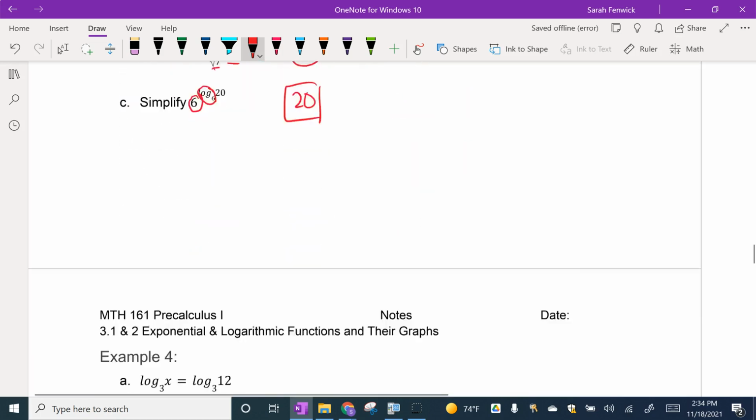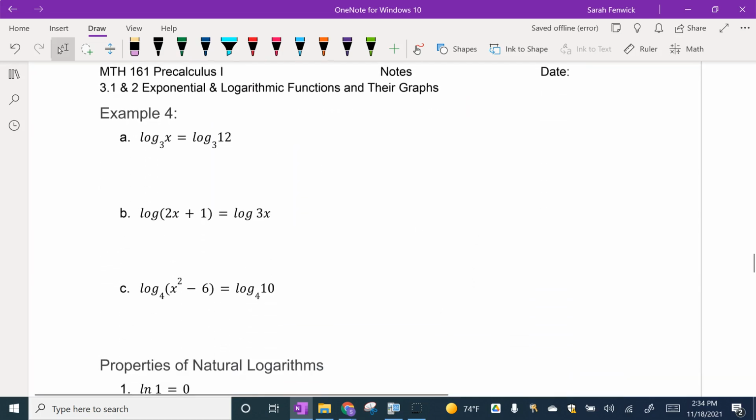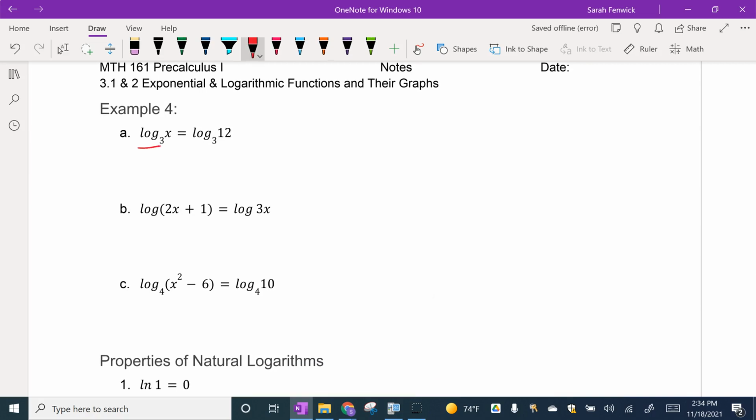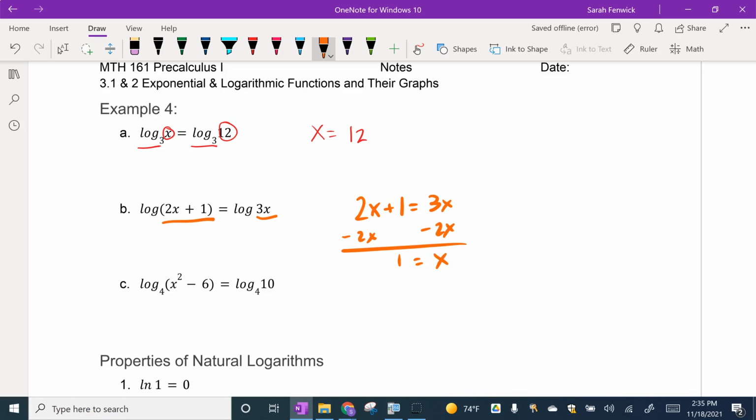All right. Down here, one-to-one property. Log base 3 of x equals log base 3 of 12. So x has to equal 12. That's how it works. Didn't have to solve anything for that one. For this next one, log, which is base 10, remember, of 2x plus 1 equals log base 10 again of 3x. So I have 2x plus 1 equals 3x. If I subtract 2x, then I have 1 equals x is the answer.